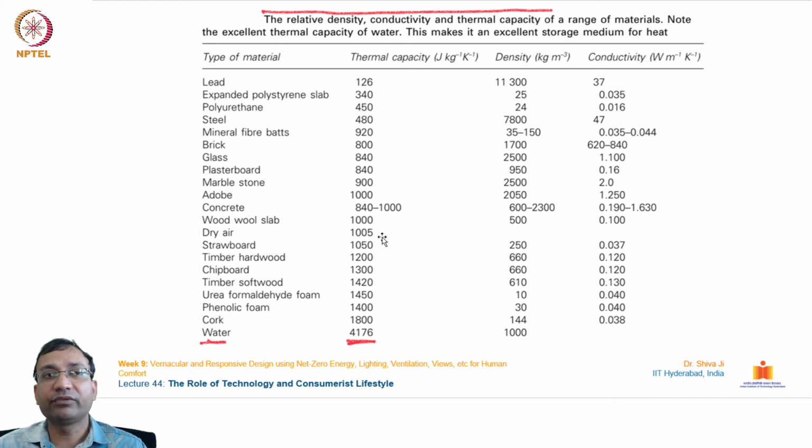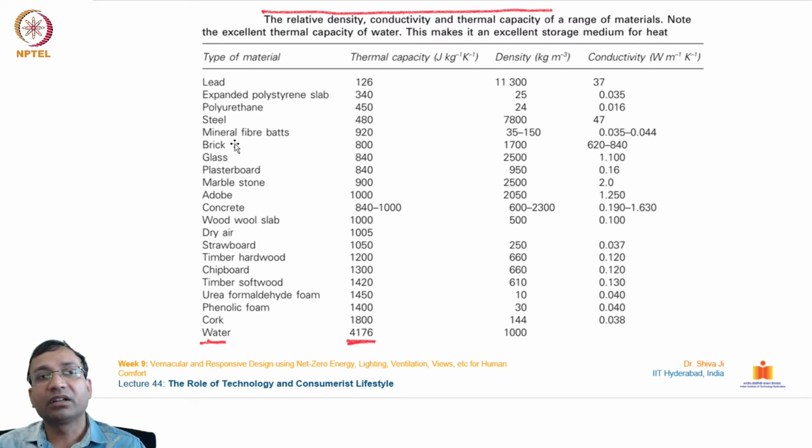So in the thermal capacity, if you see, lead has the lowest, 126, and water has the highest thermal capacity to retain the heat. So how the water can be utilized, maybe as packets and layers, to work as a buffer between interiors and exteriors. So this interpretation is up to you.